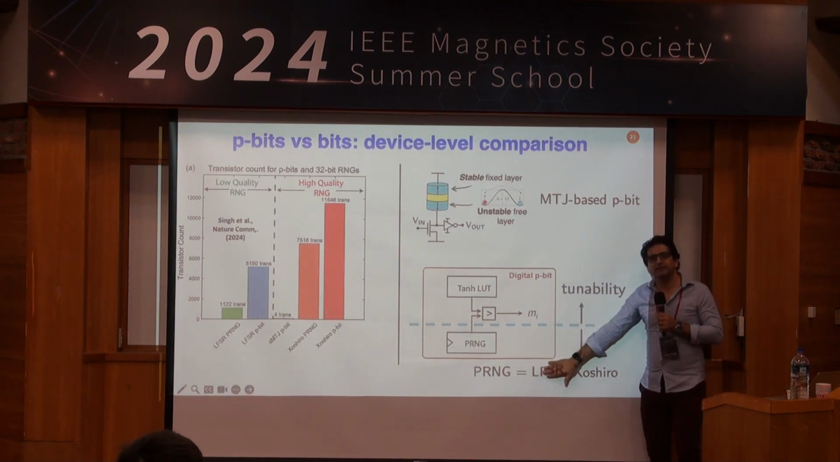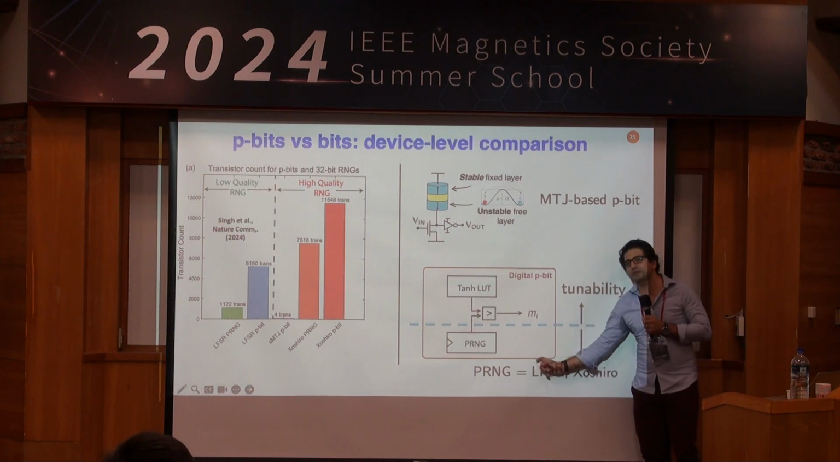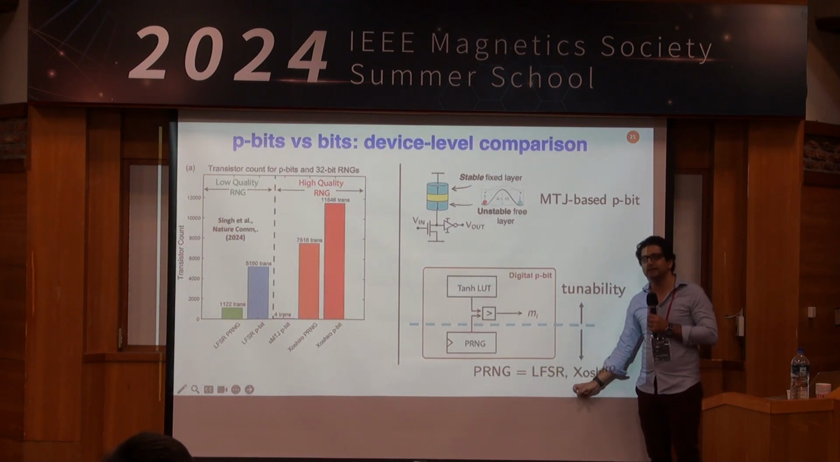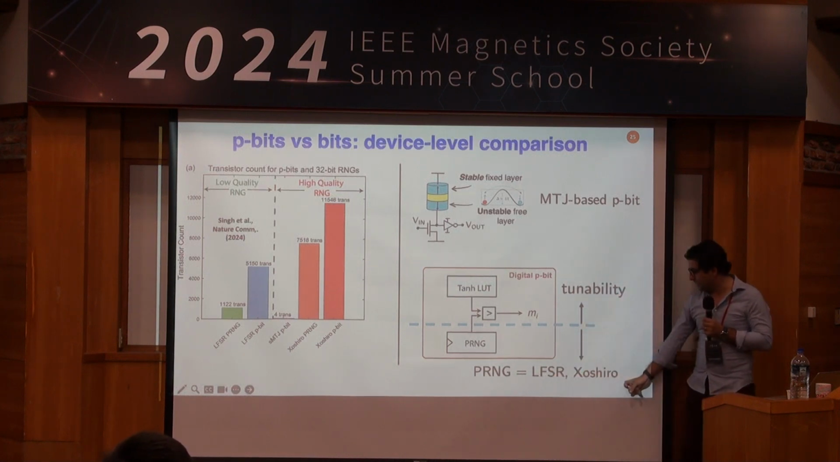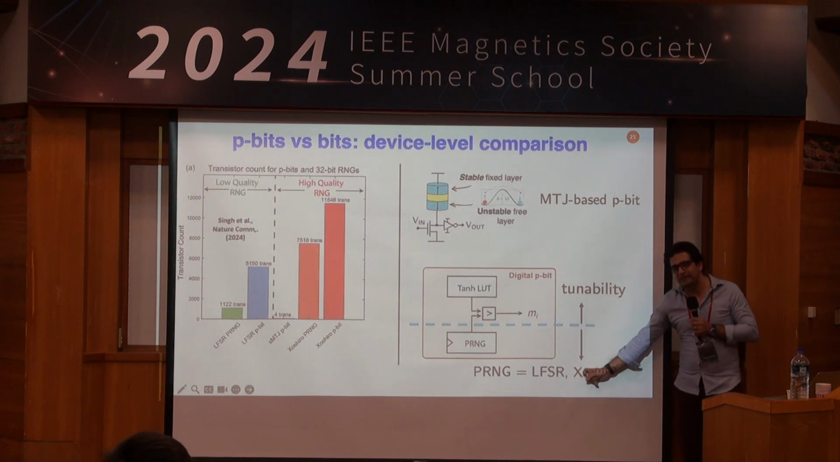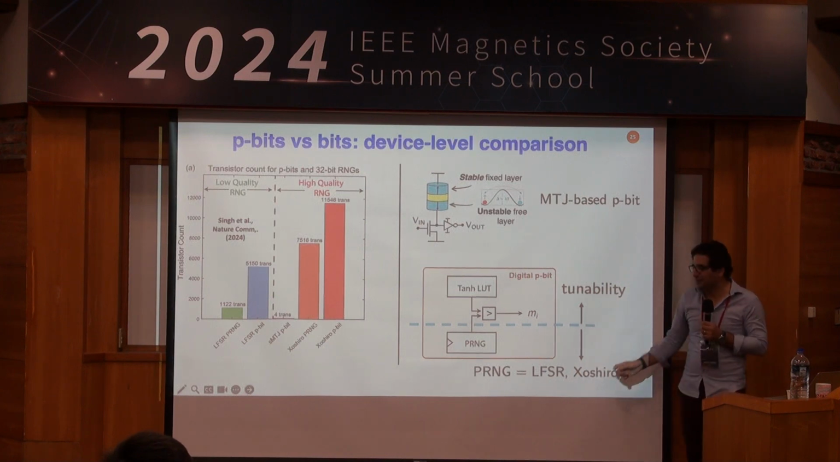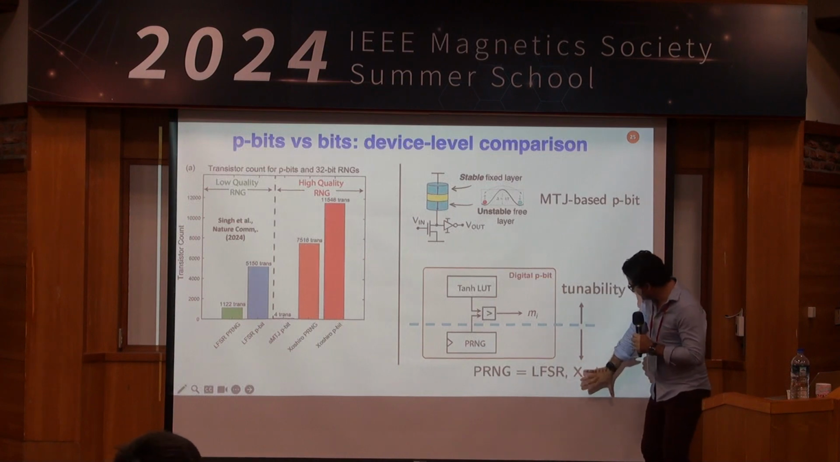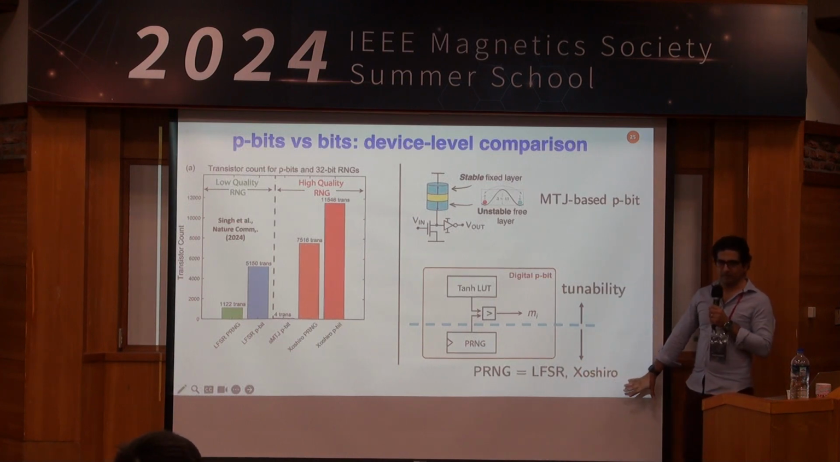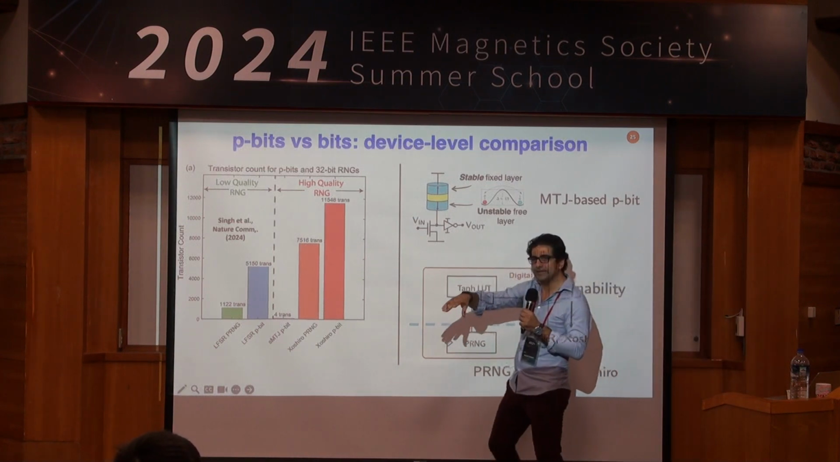This is a linear feedback shift register. It's the cheapest random number generator money can buy in CMOS. And this is not a Japanese word, this is XOR shift rotate, Xoshiro. This is a slightly more expensive random number generator. So I just want you to see this final thing, and then we're done.